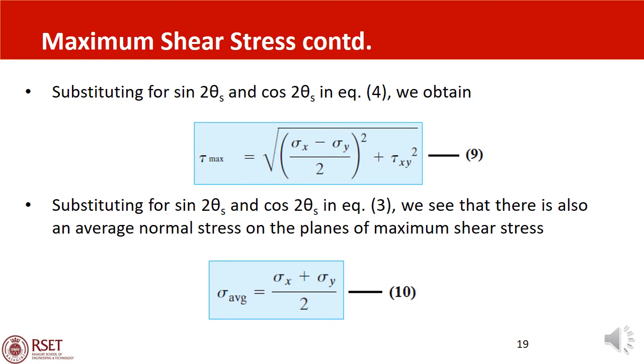Similarly, substituting for sine 2 theta s and cos 2 theta s in the expression for sigma x dash, that is in equation 3, we see that there is also an average normal stress acting on the planes of maximum shear stress, and the magnitude of this average normal stress is sigma average equal to (sigma x plus sigma y) by 2, and this is called equation number 10.